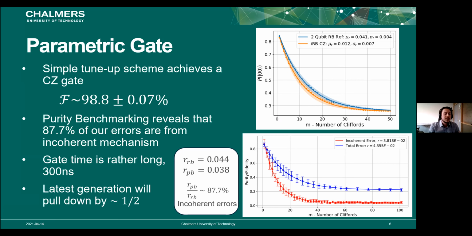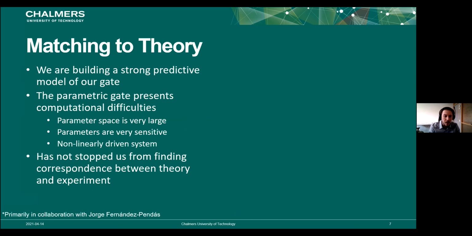Now, it's one thing to just be able to implement a gate, but the parametric gate presents some interesting challenges from even a theoretical point of view. So we're starting to build a strong predictive model of how our gate actually works, because we can no longer use the same simulation tricks that you might be able to have in the DC regime or in some other regimes. And the main reason why this parametric gate presents so many computational difficulties is the parameter space is very large.